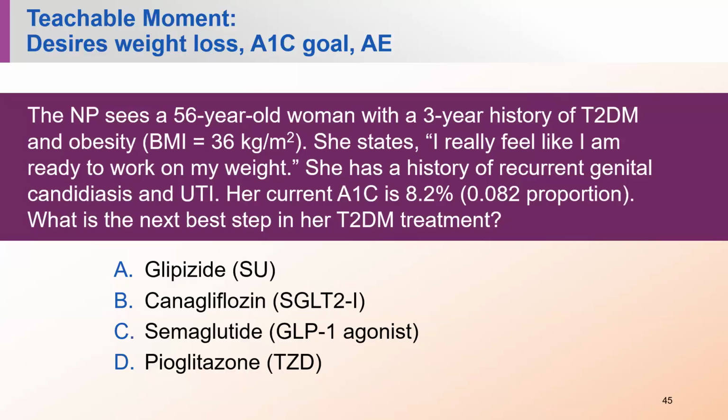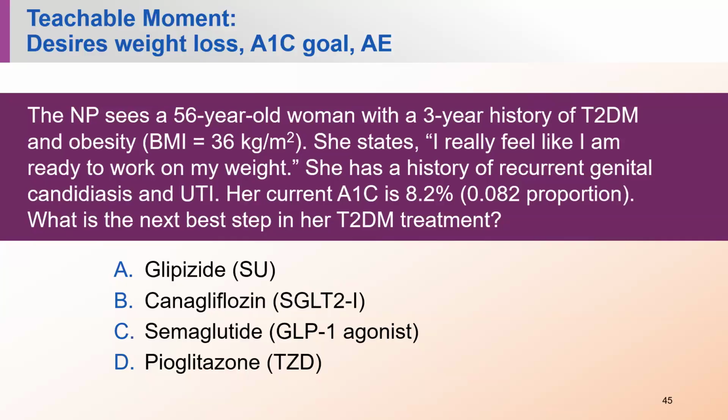Option B, canagliflozin, an SGLT2I. Well, would this help with weight? Yes, as I had mentioned before, very modestly. But what's the problem? The extra sugar is going to go out via her urine, and it could worsen her risk of recurrent genital candidiasis and UTI. So not a great choice.